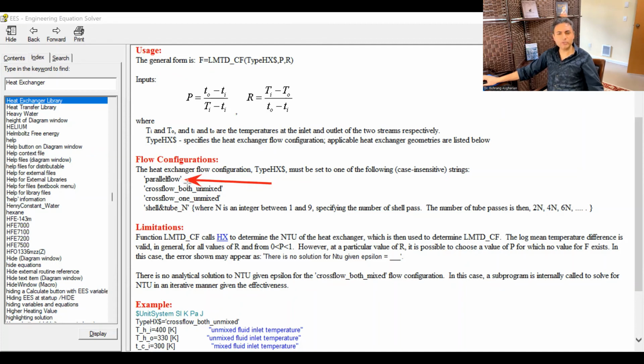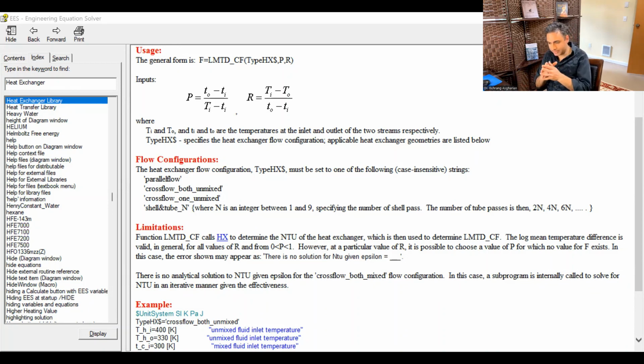Well, why do we need to have parallel flow for a correction factor? There was no correction factor for parallel flow. For parallel flow, the correction factor was 1 if you use the right LMTD. Now I'm going to explain to you how that works. This is the part that I told you could be the confusing part about this function. It's not confusing. It is actually correct.